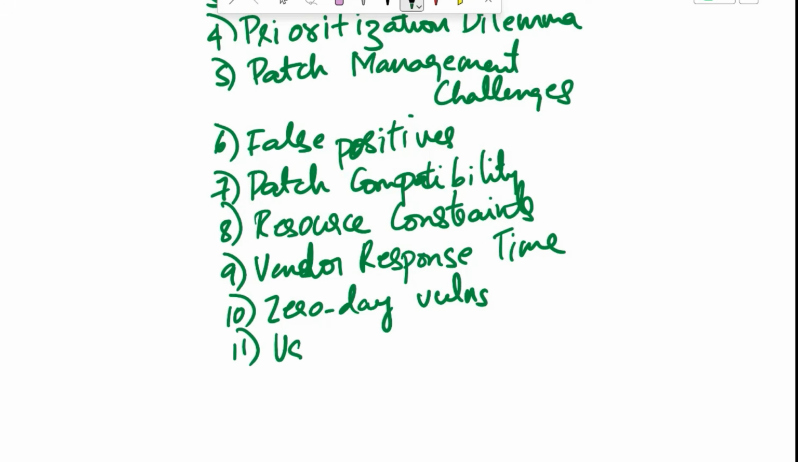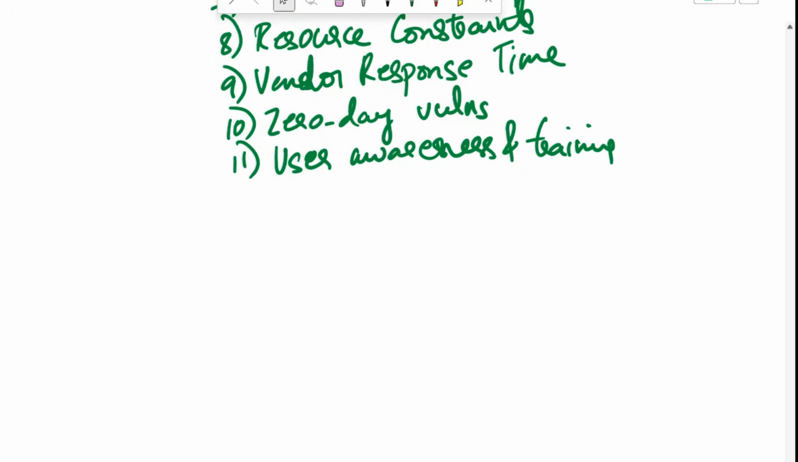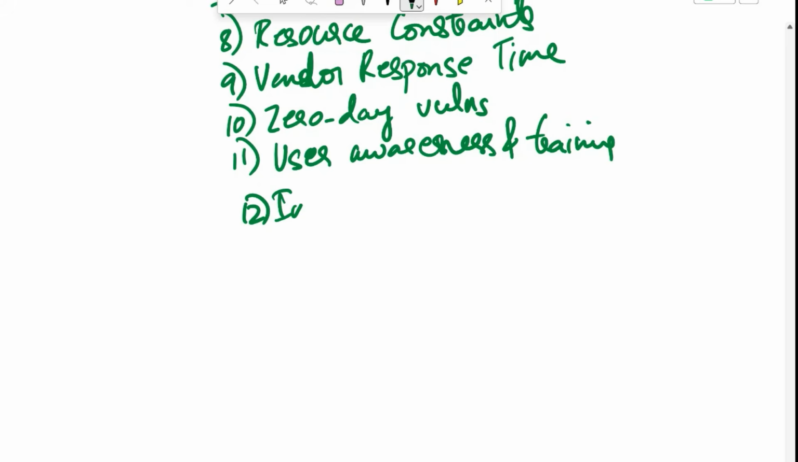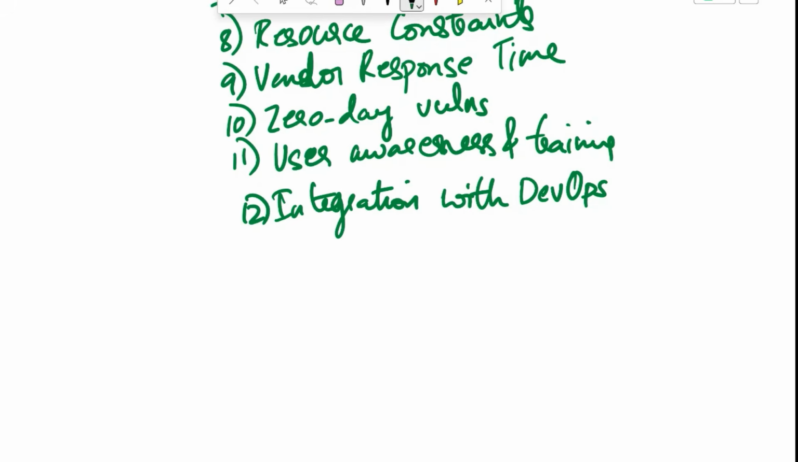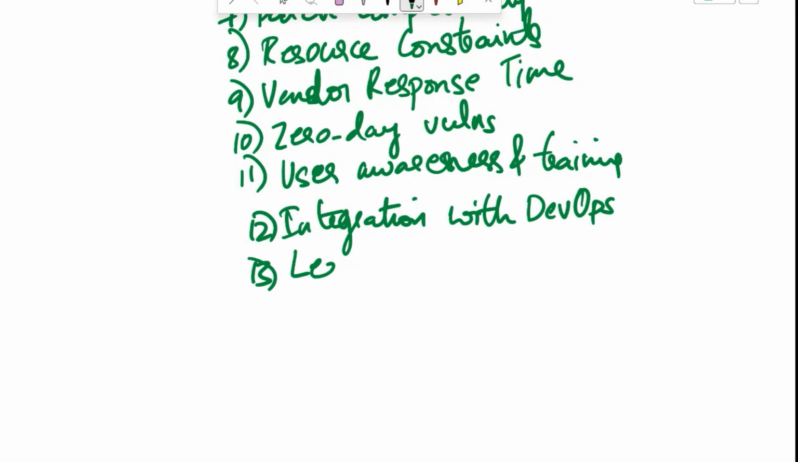Next one is user training and awareness. End users can unknowingly introduce vulnerabilities through actions like clicking on malicious links or downloading unauthorized software. Educating users about security best practices is essential. Next is integration with DevOps. In agile development environments, integrating vulnerability management into the DevOps process without hindering development speed can be complex. Next one is legacy systems.